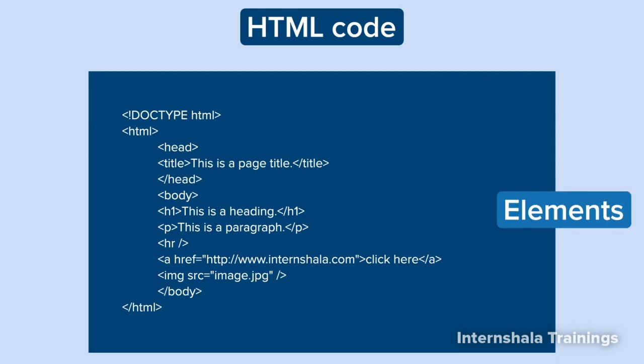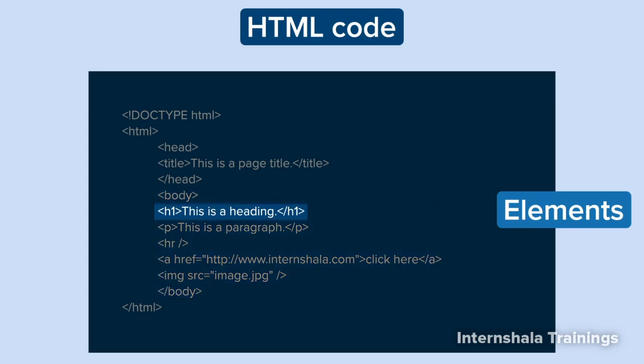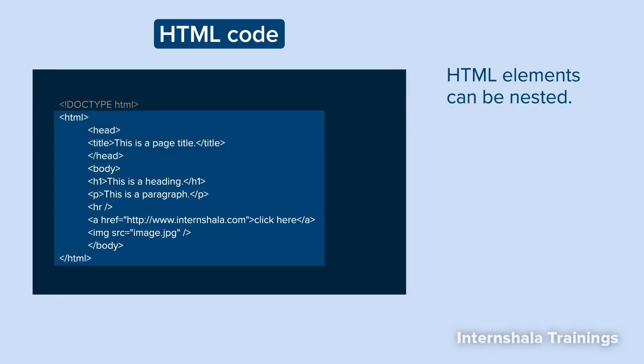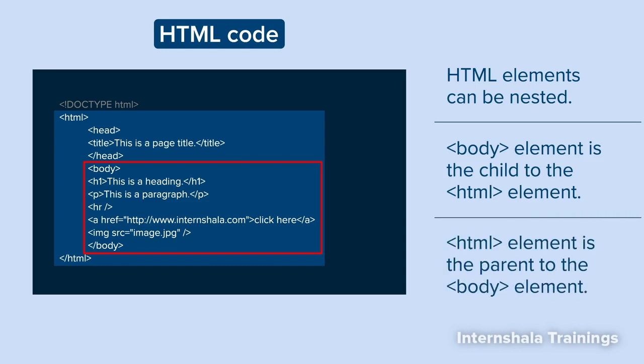Now you might ask, what is an element? Well, an HTML element is everything from the opening tag to the closing tag along with the content that is present in between. Like this is the body element and this is the h1 element. Now if you look at the HTML code, you can see that the HTML elements can be nested. That is, they can be placed inside one another. Let's simplify what we mean by this. Here you can see the body element which is placed inside the HTML element. This means that the body element is the content part of the HTML element. We can also say that the body element is the child to the HTML element. And inversely, the HTML element is the parent to the body element.